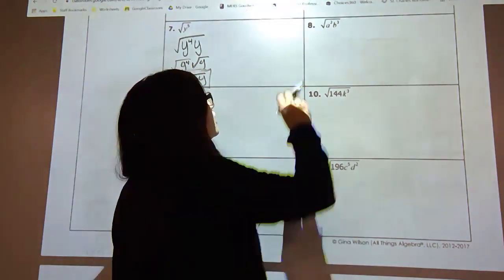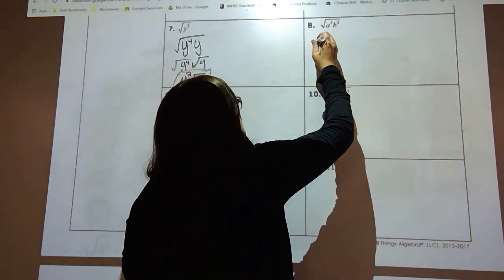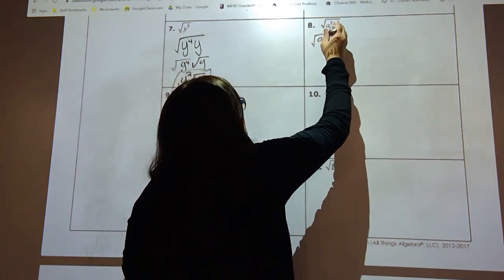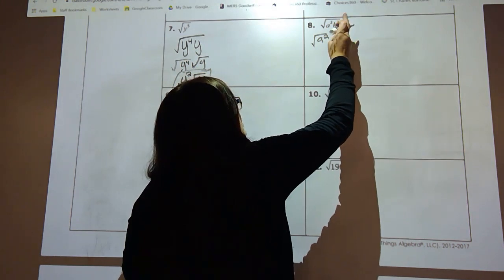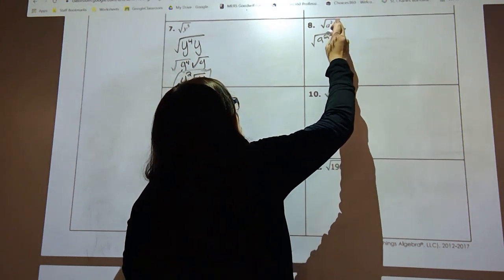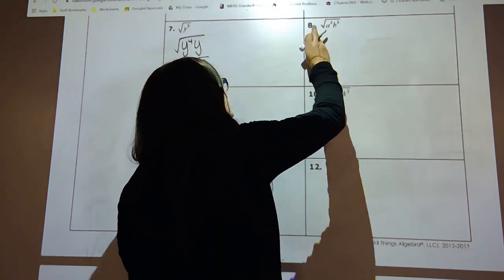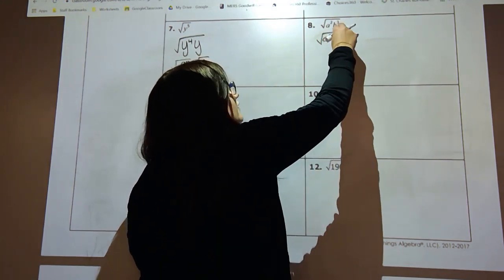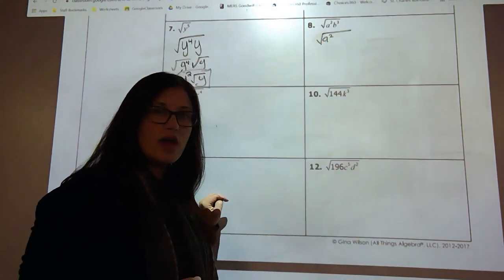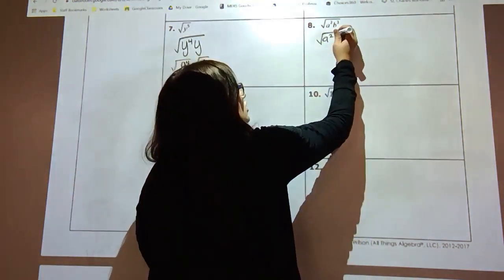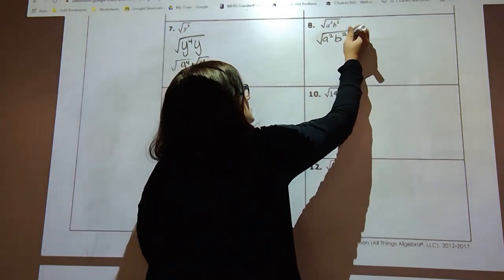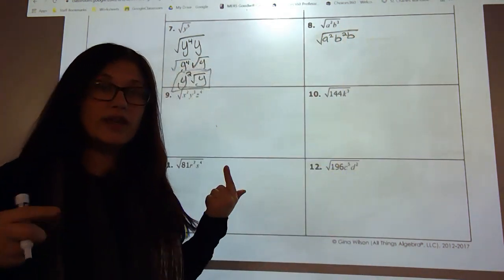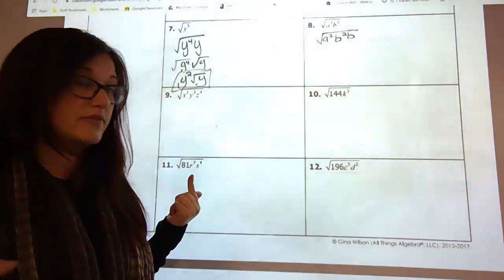So what about number 8? Well, I have the square root of a squared times the square root of b cubed. That's not perfect. Here, let me rewrite this. So let's first factor out some perfect squares. I have a squared. How can I factor out a perfect square from b cubed? Well, it's just going to be b squared times b. It's always just going to be one less. That's going to be the largest perfect square.